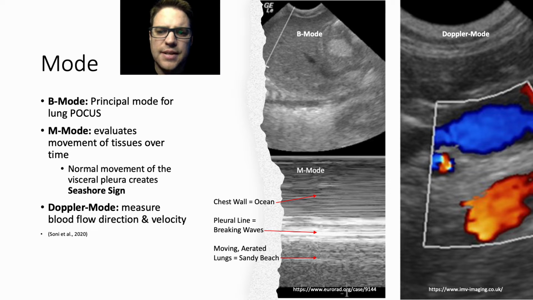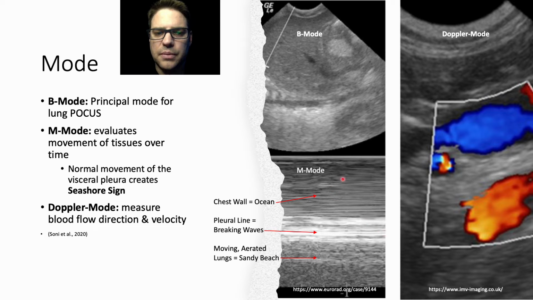Mode is another setting to consider when performing a POCUS exam. There are several types of modes to choose from, and each one allows for the evaluation of the different characteristics of a specific target tissue. B mode, seen in the top left picture there, also called brightness mode or two-dimensional mode, is used for the majority of diagnostic exams and is the principal mode for lung ultrasonography. B mode gets its name from the echogenicity or brightness of the structures and tissues observed while performing a POCUS exam.